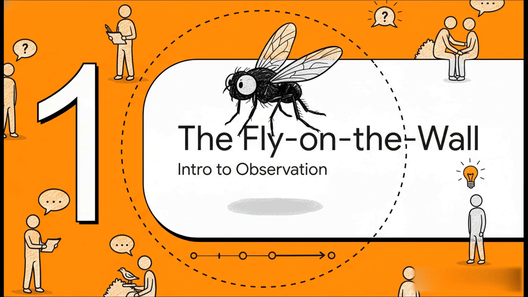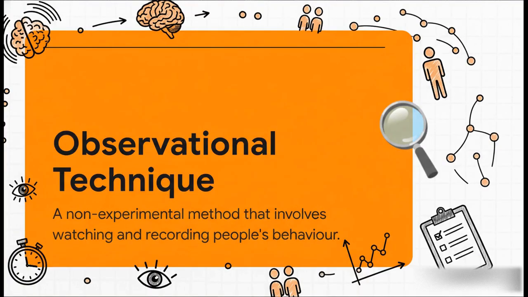What exactly is this fly-on-the-wall method? Well, it's all about a researcher systematically watching and recording behavior as it unfolds naturally. It's an amazing alternative when you just can't or shouldn't run an experiment. So here's the official definition for you.